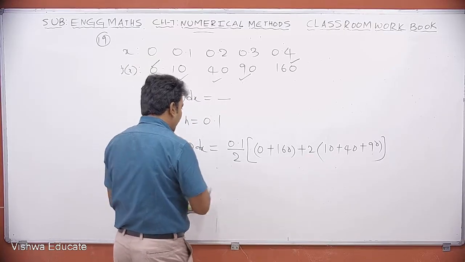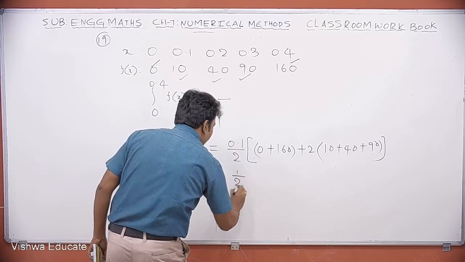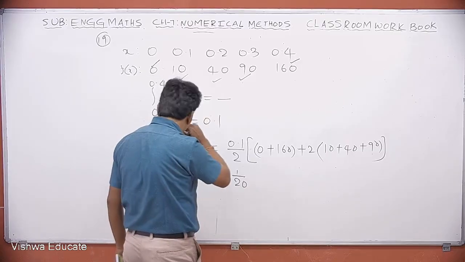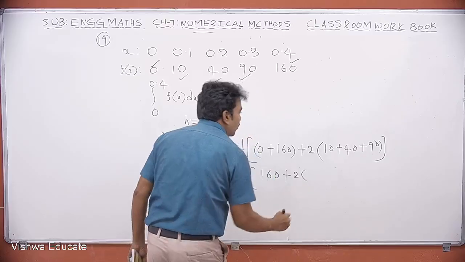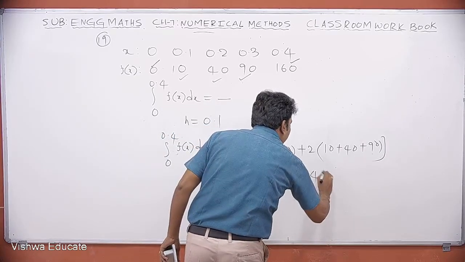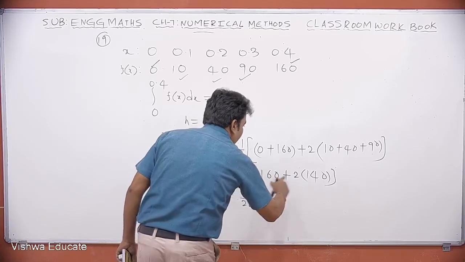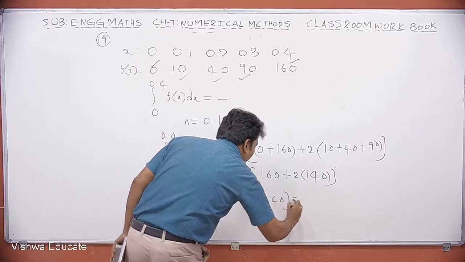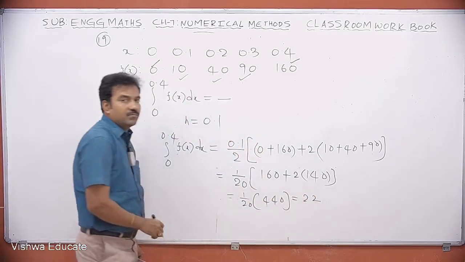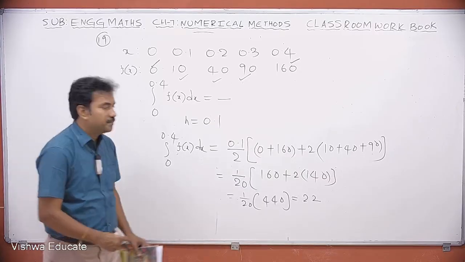So this expression gives, this is 1 by 10, so this is 1 by 20 into 160 plus 2 into 140. So this is 1 by 20 into 160 plus 280, 440. So this value is 22. Therefore, the value by using trapezoidal rule is 22.